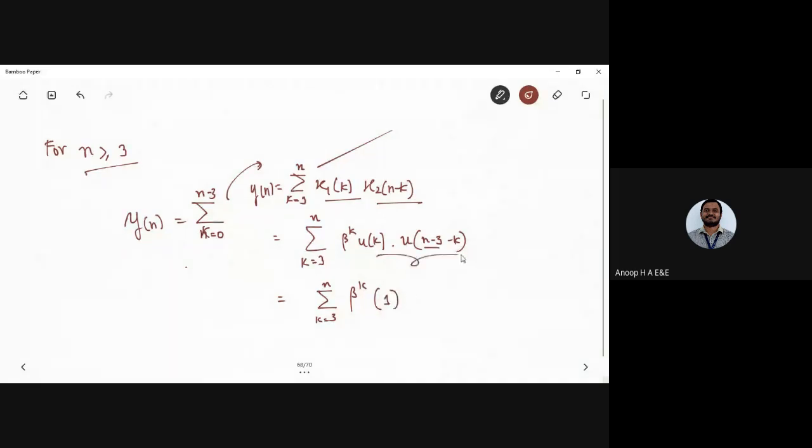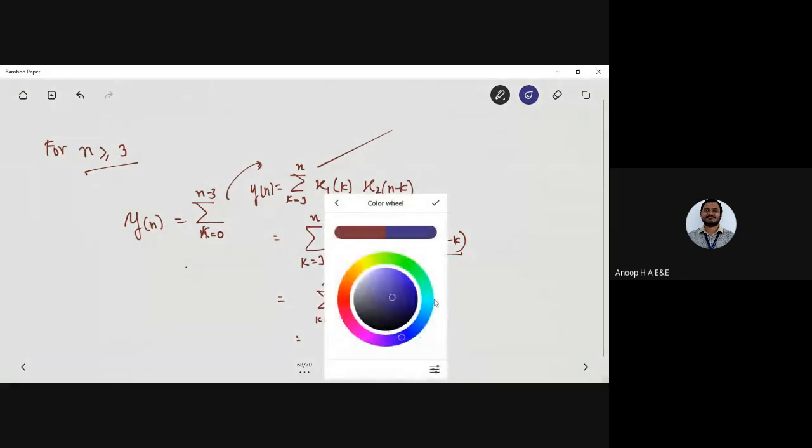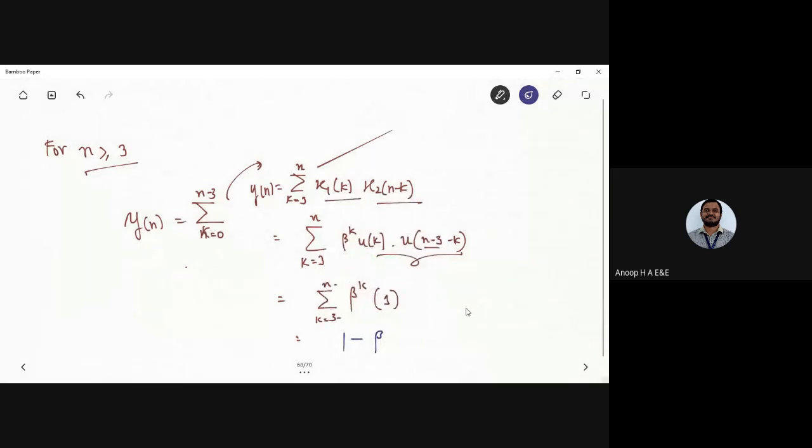So its value, both the values will be equal to 1, where I'll be having from 3 to n. So how can I write it in such a way that I'll have the term written as 1 minus beta power n minus 2, divided by 1 minus beta. To that term I'll have u of n minus 3.